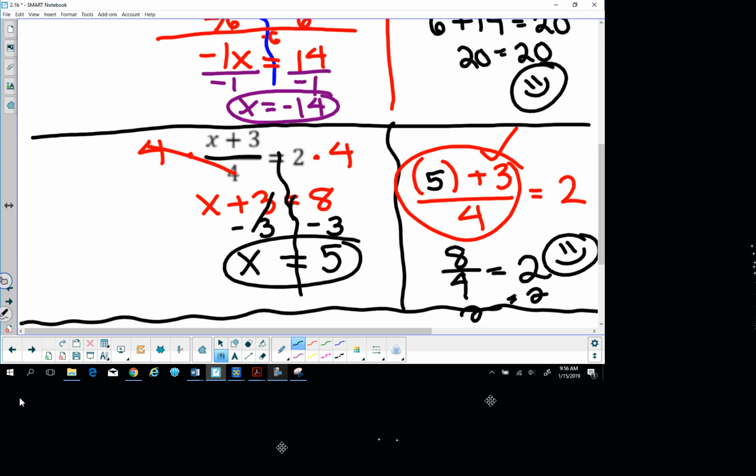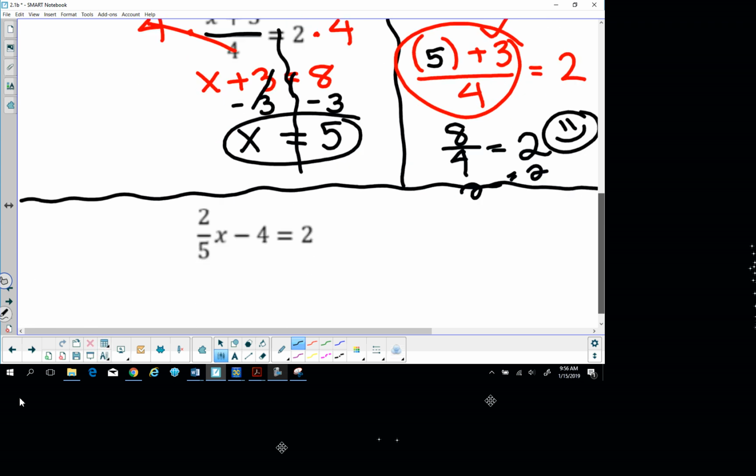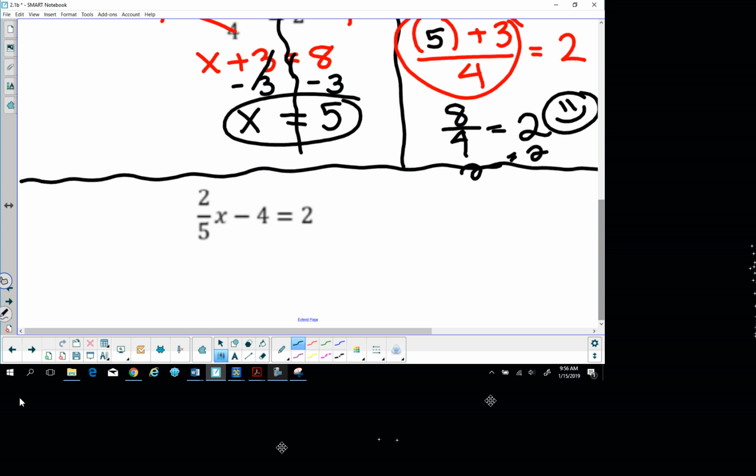All right, last one. Looks like this. So I got that constant nag. That constant nag is that 4. How do I get that 4 to the other side of my river when I draw my river right here? What's the inverse of subtracting 4? Adding 4. And so when you do that, I'm left with 2/5 x equals 6.